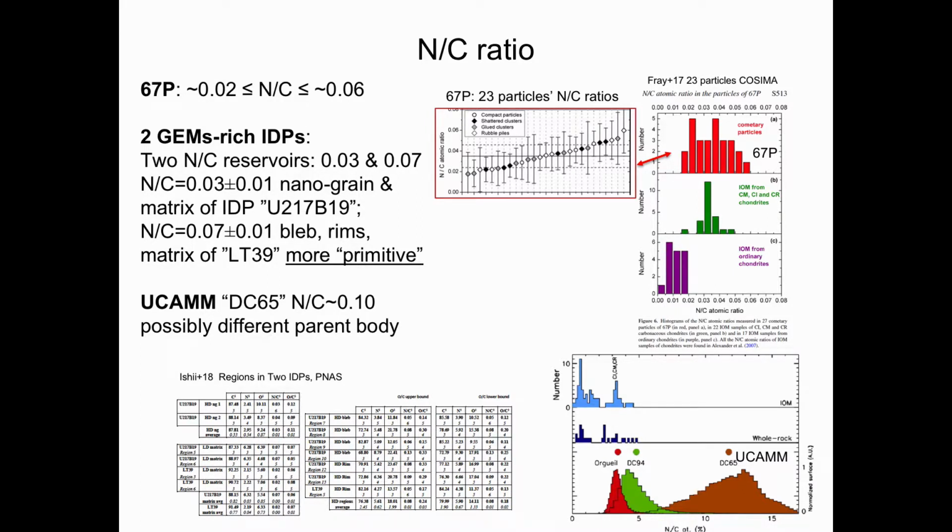But I also want to point out that there's a new measurement of 2 interplanetary dust particles that are very GEMS-rich, glass with embedded metal and sulfides. It's a very easily destroyed glassy material. And there seem to be 2 reservoirs, a 0.03 and a 0.07 reservoir of nitrogen to carbon, and they come in different parts. The nitrogen that is less enriched is in nanograins and in the matrix of the IDP, and the higher nitrogen is in blebs and rims, and is thought to be more primitive. And then I mentioned the UCAMs that have a much higher nitrogen to carbon ratio, and the bottom right plot shows you that. It's a clear distinction between one particular UCAM and the other carbonaceous chondrites, organics, and another UCAM.